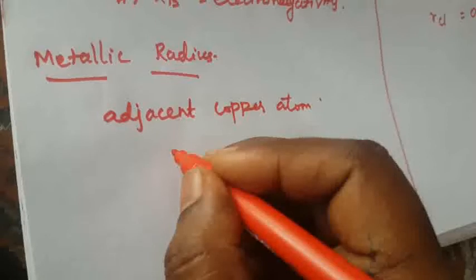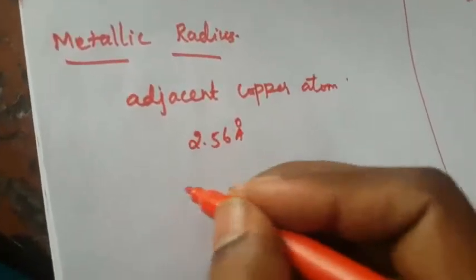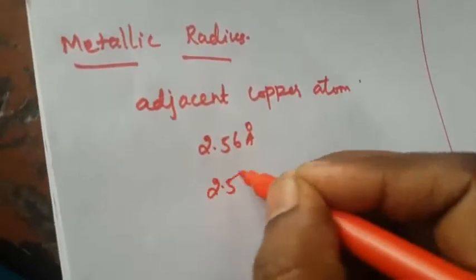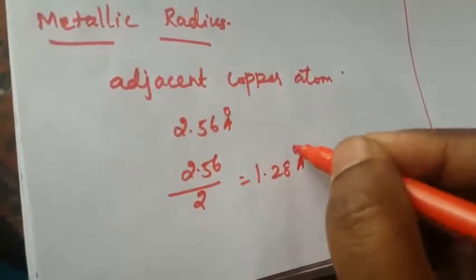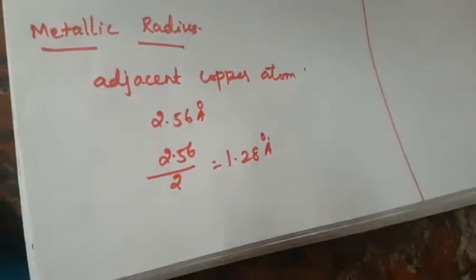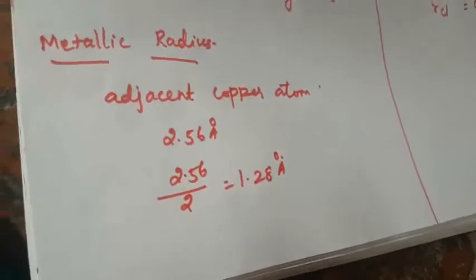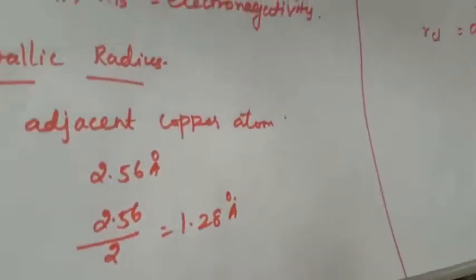The distance is 2.56 Angstrom. How do we calculate the metallic radius of copper? 2.56 divided by 2 equals 1.28 Angstrom. So what is the meaning of that? Metallic radius is one half of the internuclear distance between these metal atoms. That is called the metallic radius.